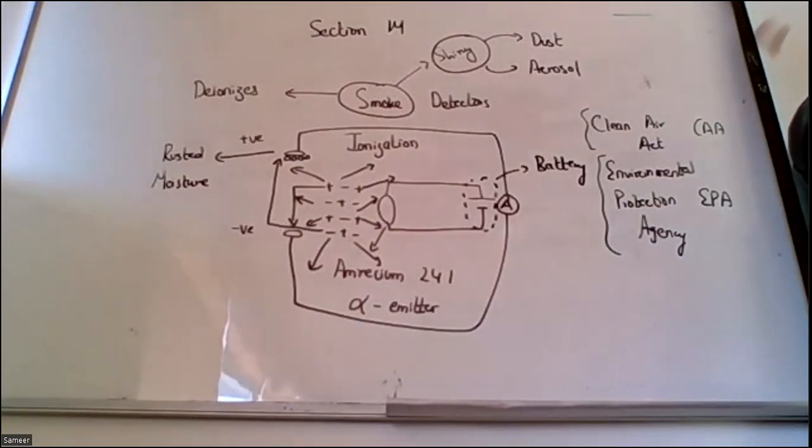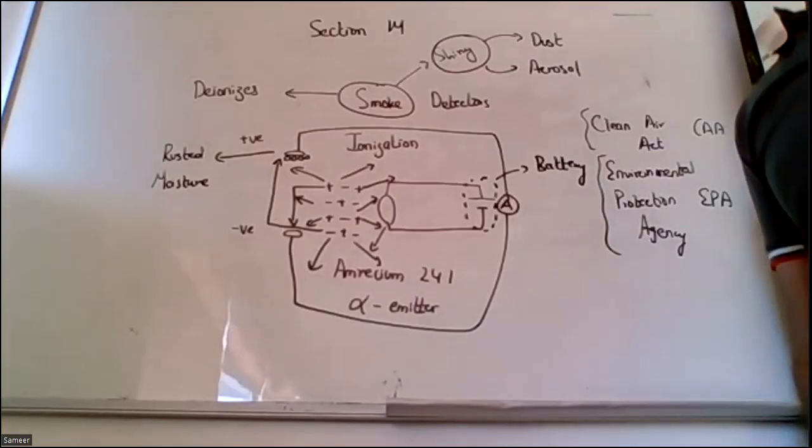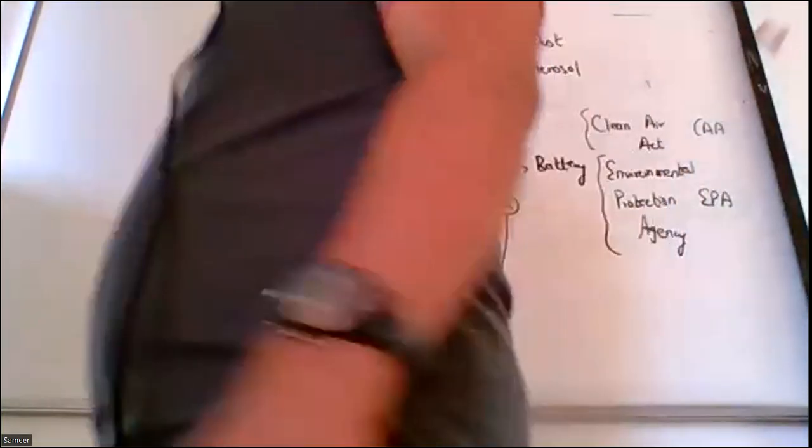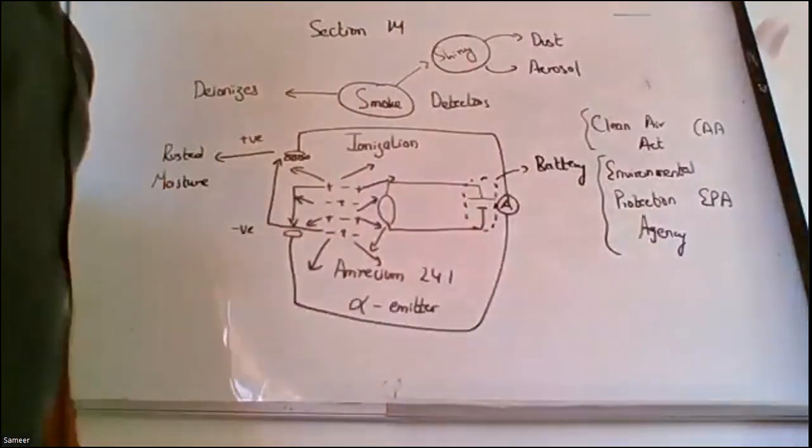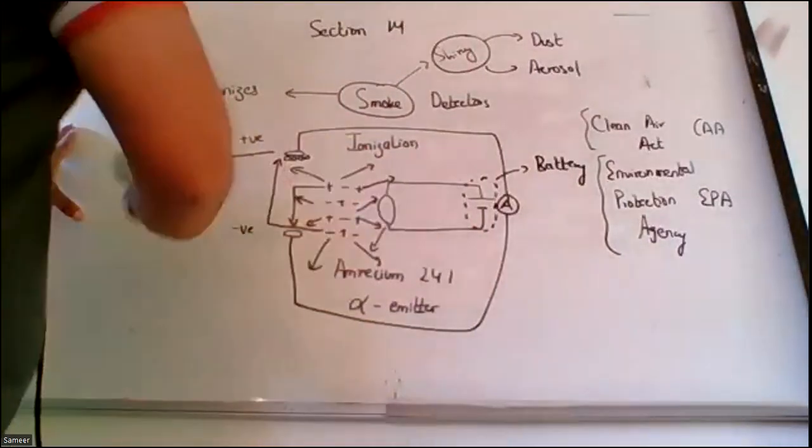So these are the two types of detectors, photoelectric and ionization. Let's discuss the third type of detector, that is the video-based detector in smoke detection.